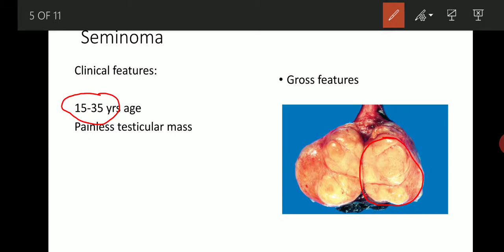Mostly it has a solid cut surface. You may have areas of necrosis or hemorrhage. Sometimes seminomas occur in combination with other types of tumors like embryonal carcinoma and teratomas. Then they can have a heterogeneous appearance. Hemorrhagic areas can be seen if they are combined with choriocarcinomas. So mixed germ cell tumors usually have a very heterogeneous, hemorrhagic, necrotic appearance, whereas seminomas usually have a very homogeneous cut surface, which is solid.